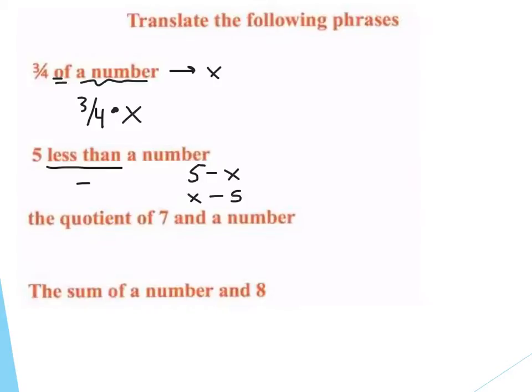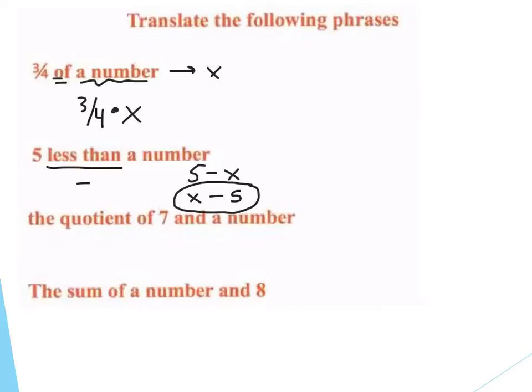So which one would represent 5 less than a number? Okay, so if you think about taking 5 away, your result is going to be smaller. So the one that makes the most sense is the second one. So on subtraction, when I say less than, I place that number after, after the x, after the variable. So 5 less than a number would be x minus 5.